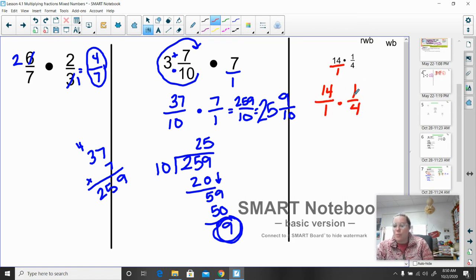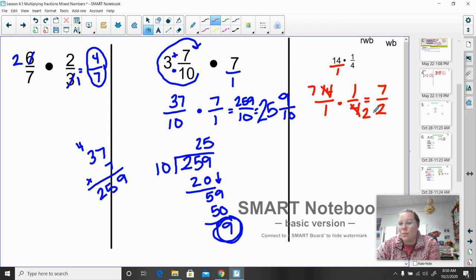Now I have improper fractions. Now I can divide, cross simplify here. Ones are already as small as they're going to get. 14 and 4 have a common factor. Their common factor is 2. So 4 divided by 2 is 2. 14 divided by 2 is 7. I multiply. 7 times 1 is 7. 1 times 2 is 2.